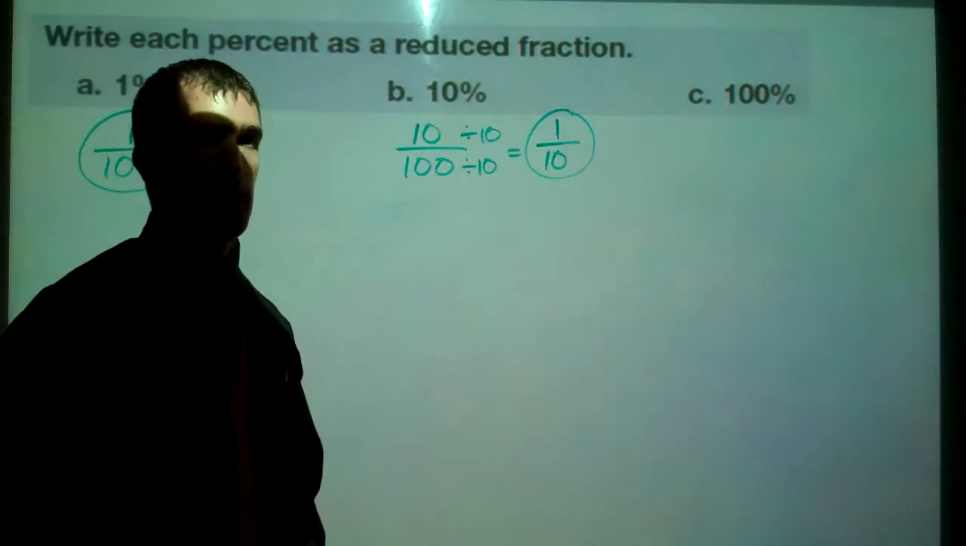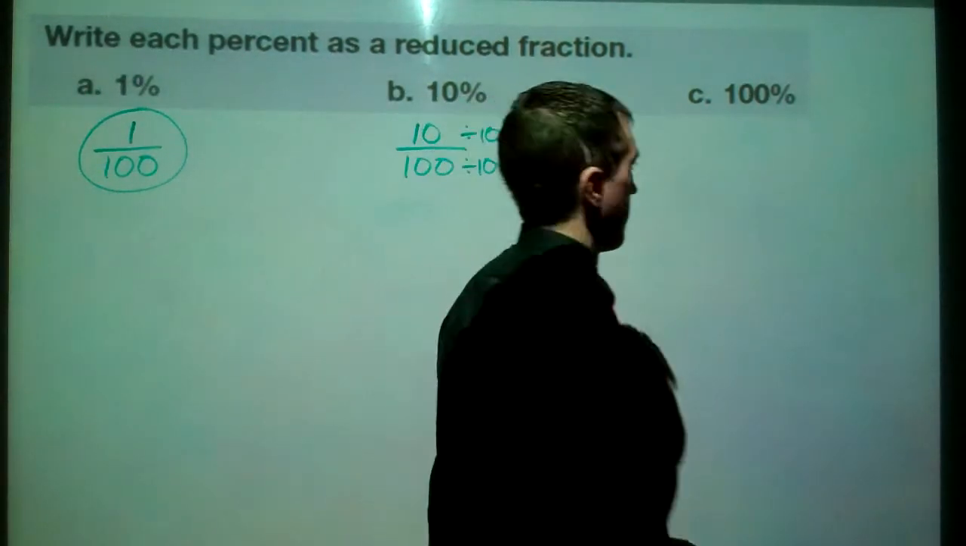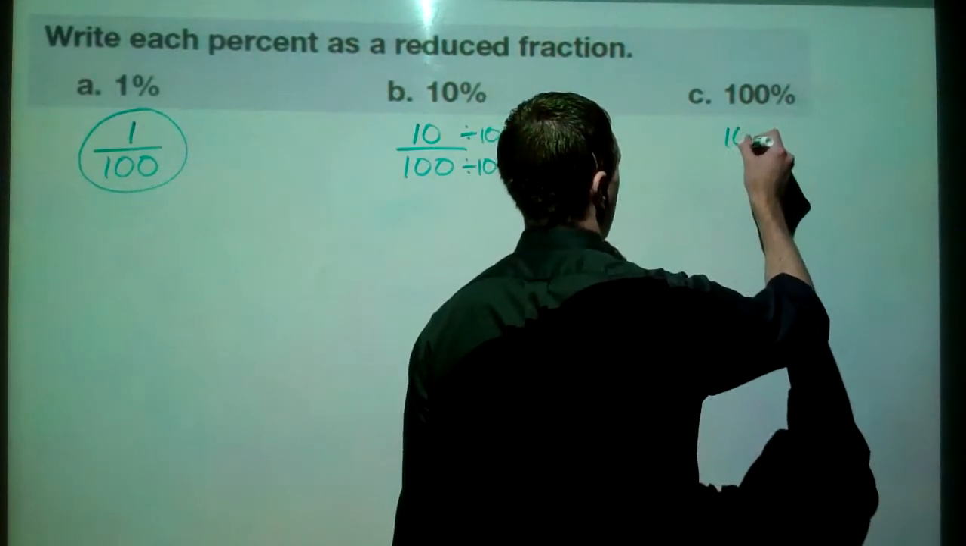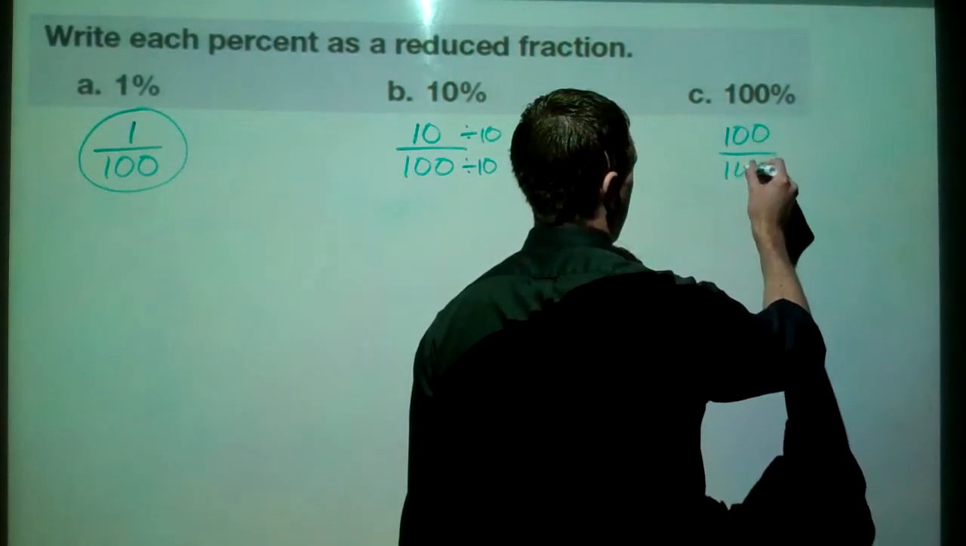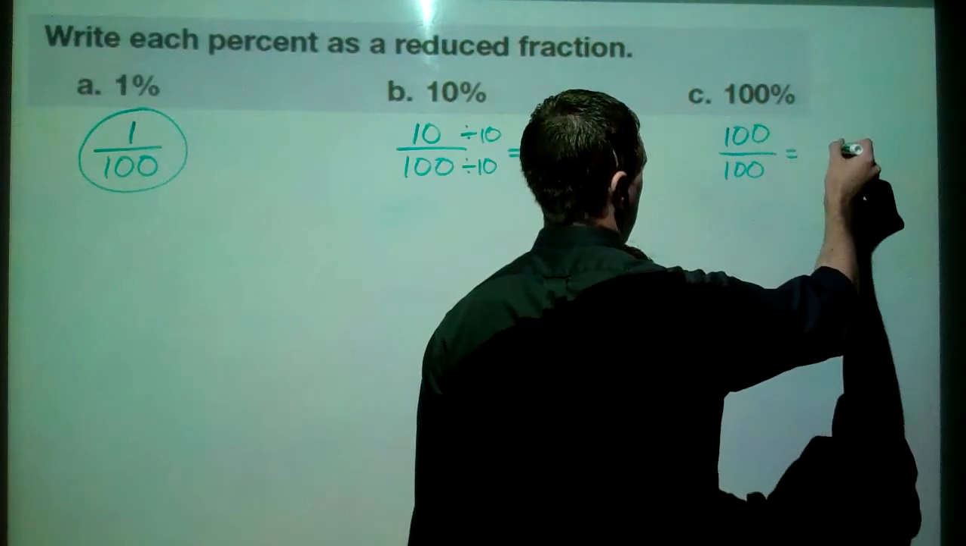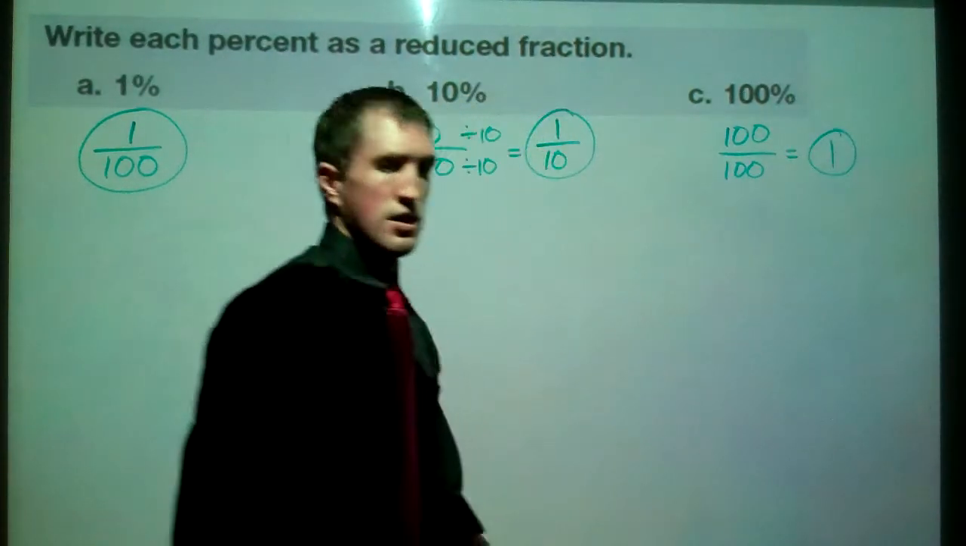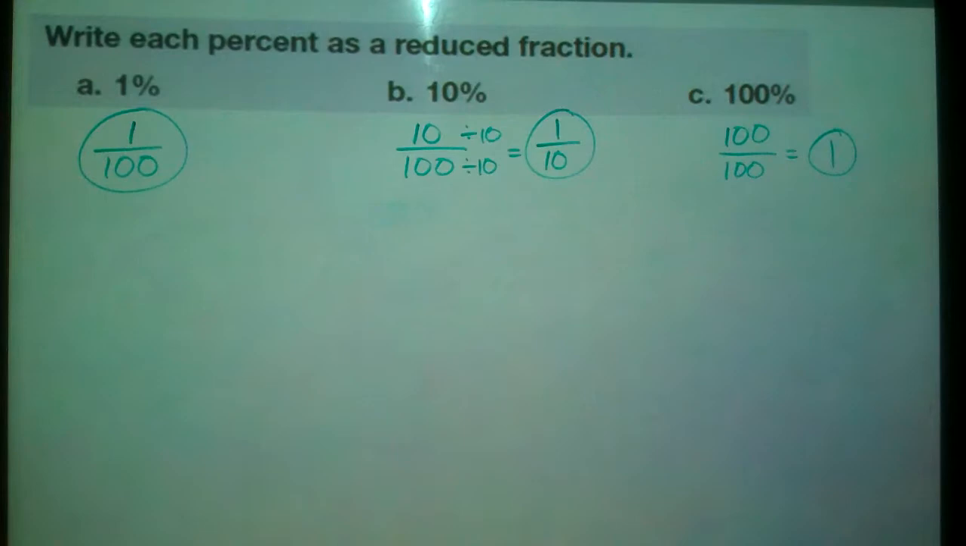And C, 100%. Well, remember we said 100% means the whole thing. That's 100 out of 100, which is the same thing as 1. So 100% as a fraction, that is 1. Alright, I like these.